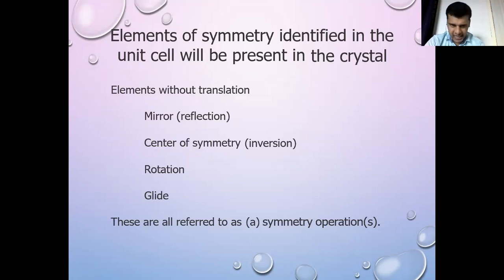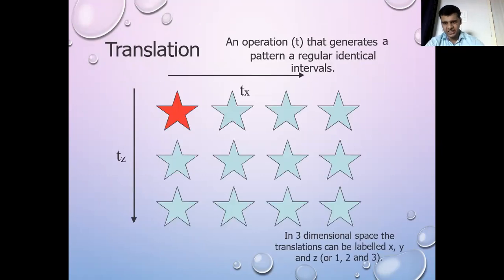So next we'll go for elements of symmetry identified in a cell that will be present in the crystal. Elements we did without translation, and this is a continuation of the symmetry elements. There are 5 operations, with the translation: mirror, center of symmetry, rotation, and glide. These are referred to as symmetry operations. So first we'll go for translation.